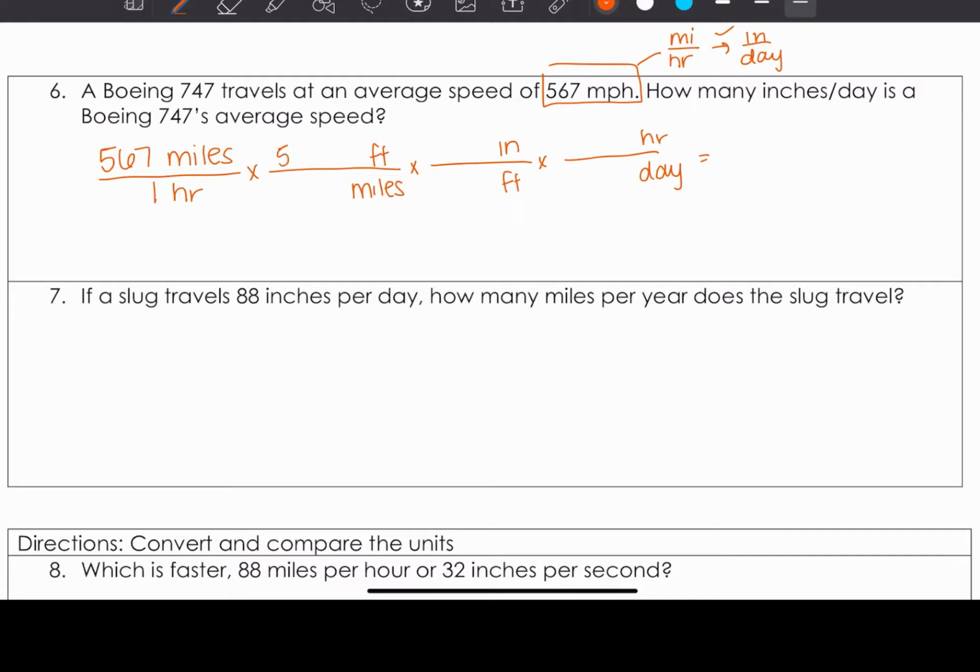So 5,280 feet is 1 mile, 12 inches is 1 foot, and 24 hours is 1 day. We can cancel our hours, cancel our miles, our feet, and we're left with inches per day. When we put that into our calculator, we get 862,202,880 inches per day.